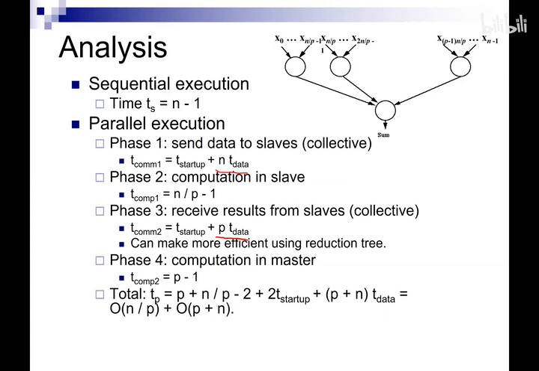Altogether, if you add up the times for all of these different phases, you get that the total time is going to be order n divided by p, plus order p, plus n. The order n divided by p is this computation phase over here, the p comes from this part, and the n comes from this part.